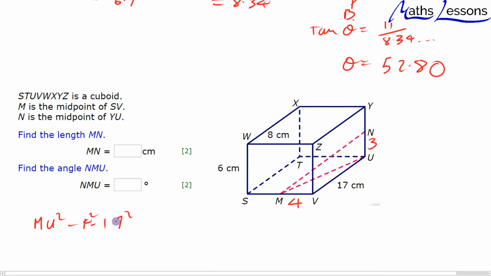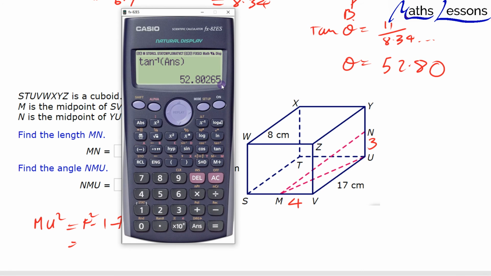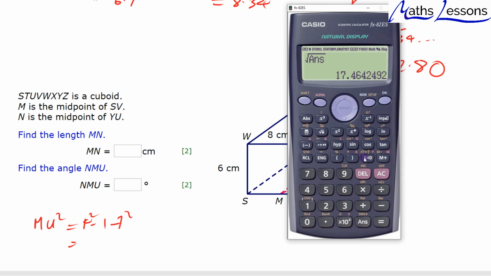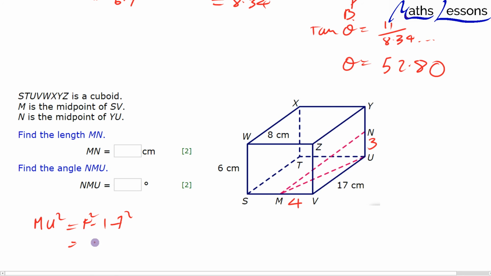So we've got 4 squared plus 17 squared. And that's going to equal, we square root, we just put it into our calculator. So we've got 4 squared plus 17 squared, square root of that, equals square root of 305. It wants it to one decimal place, so it's 17.46. So it's going to be 17.5 is our answer.